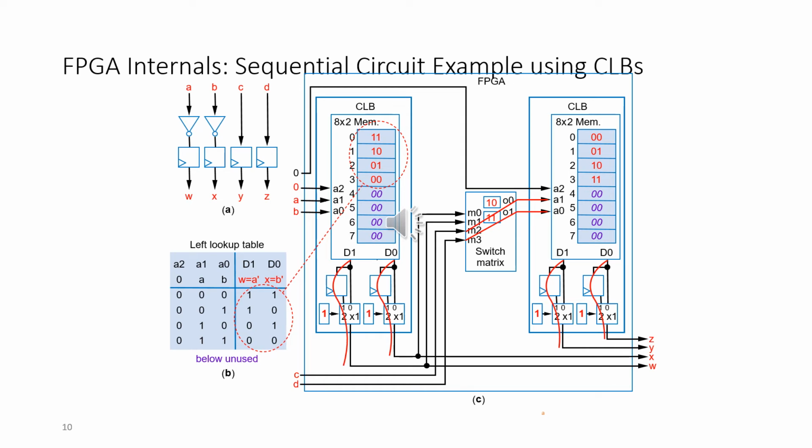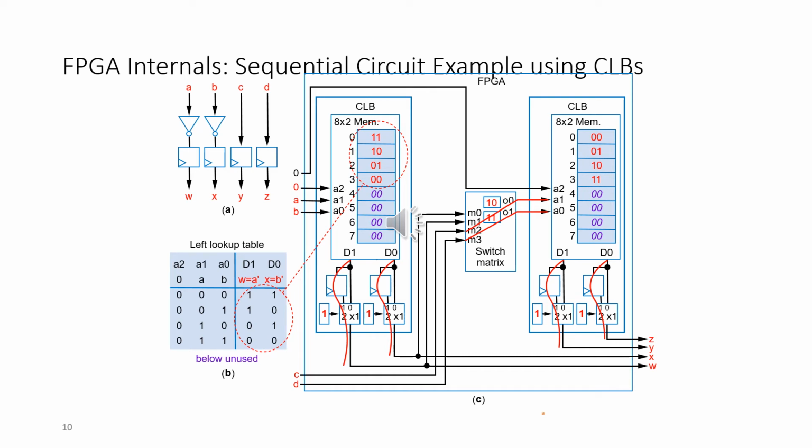Okay, let's see an example. On the left side we have 4 flip-flops. The outputs of the flip-flops are W, X, Y, Z. W is A dash, X is B dash, Y is C, and Z is D. So we have 4 inputs and 4 outputs, so we need 8 cross. If we have an 8x2 memory, we need 2 CLBs for this, so that we can have 4 outputs. So you can see two CLB blocks over here.